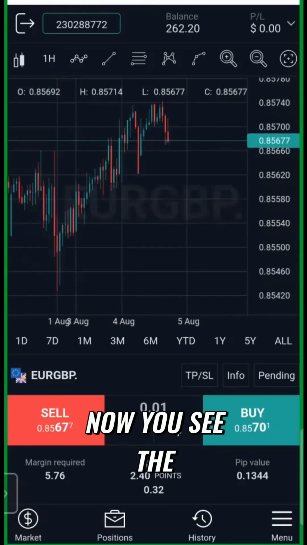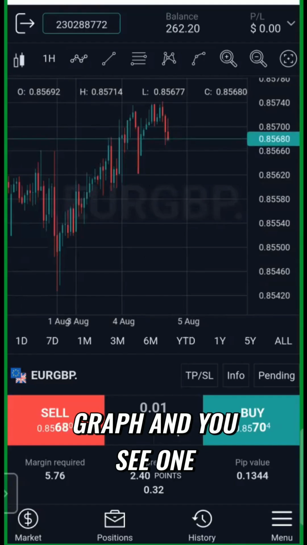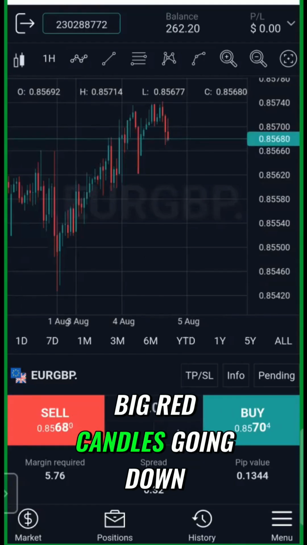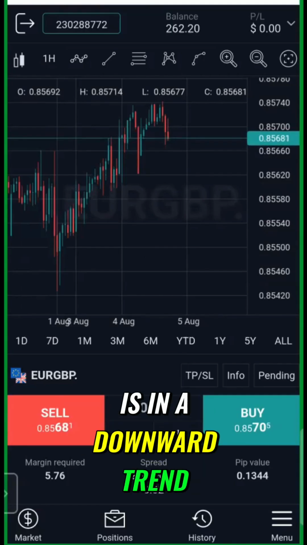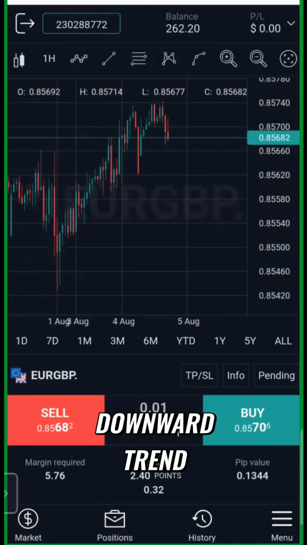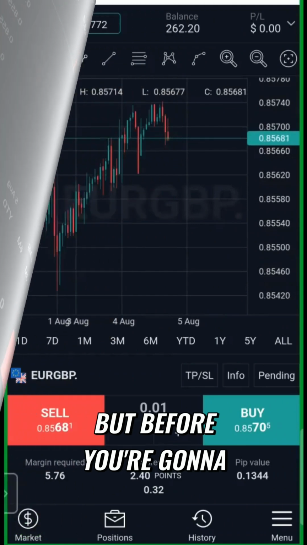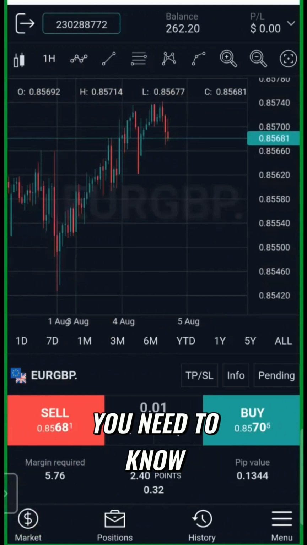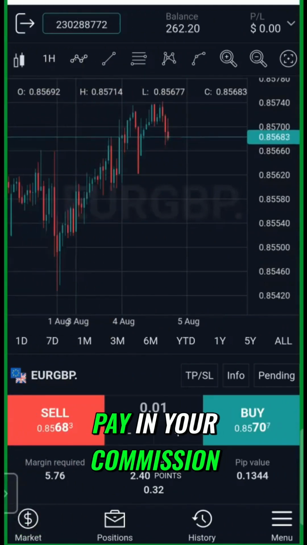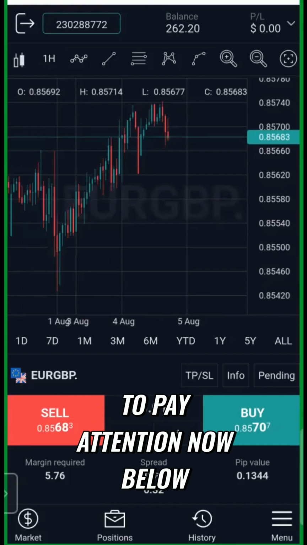Now you see the graph, and you see 1, 2, 3 big red candles going down. So the market now is in a downward trend. You see that? Downward trend. So it will be a good opportunity for you to sell. But before you sell, you need to know how much you will pay in commission, and I would like you to pay attention below.